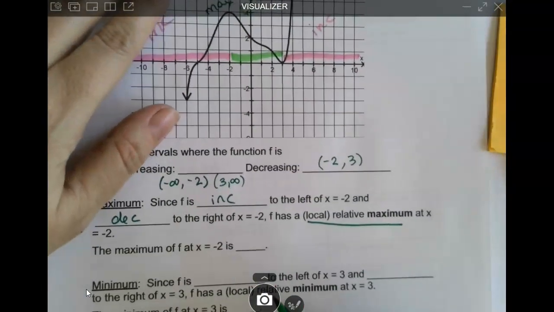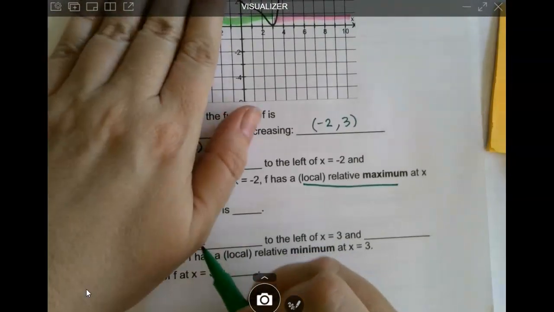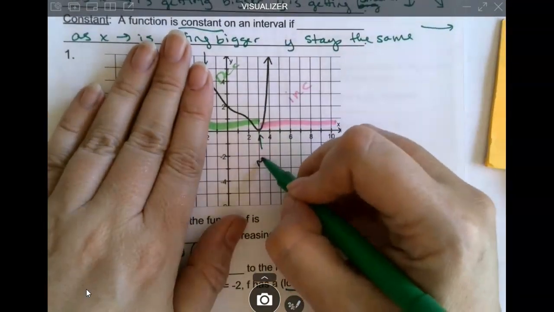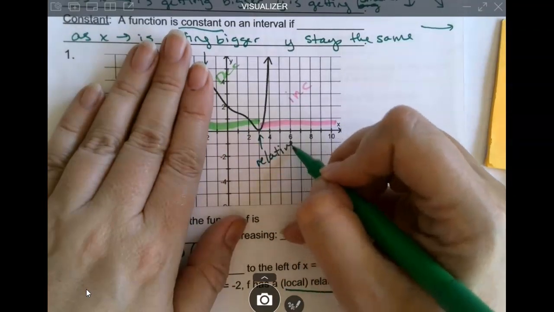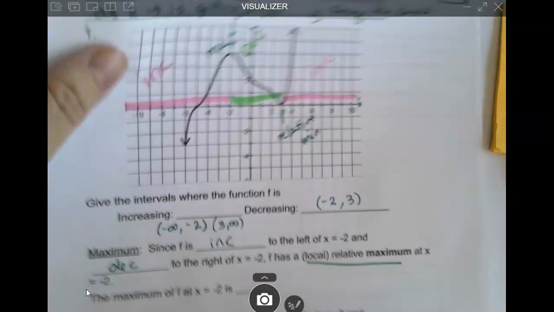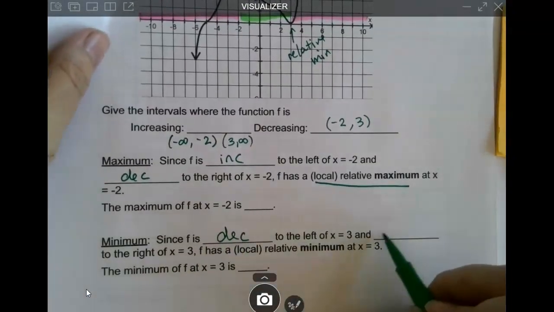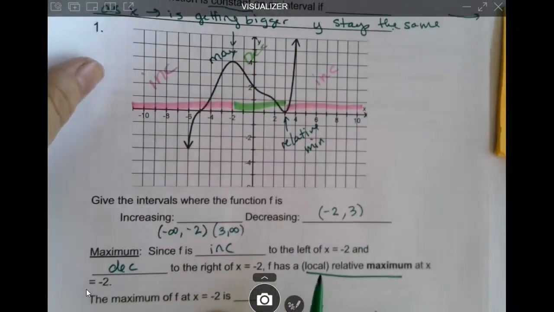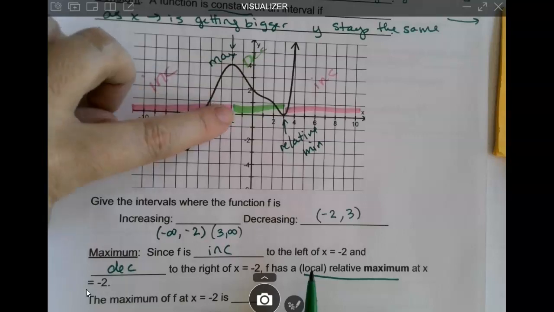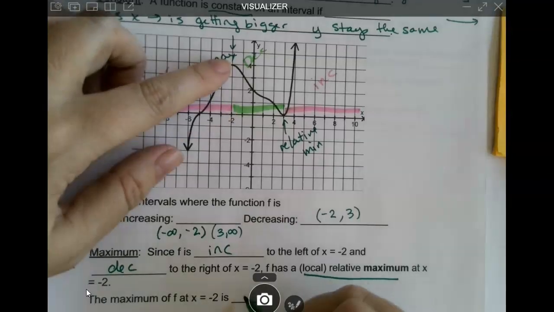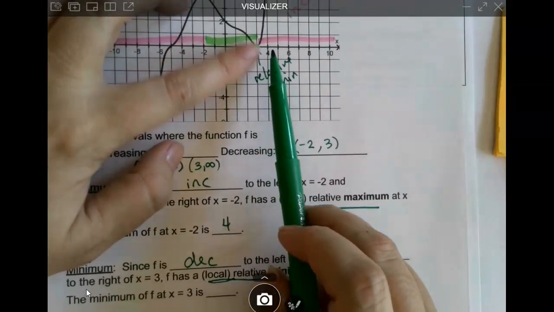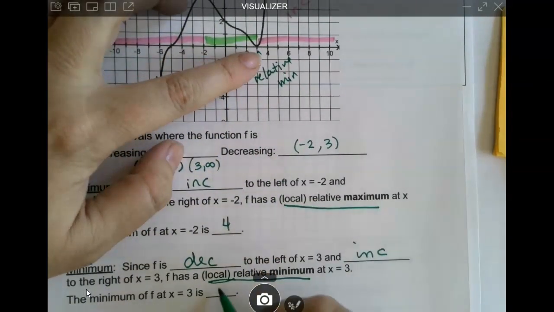And then on the other side, since f is decreasing on this side and increasing on this side, that makes this a relative min. And I skipped this extra question because it says the maximum is at -2, and then what is the maximum height? The maximum height is 4. And then this says the minimum happens at x equals 3, and what is the minimum? So what is the y value? Well, it's 0 right there.